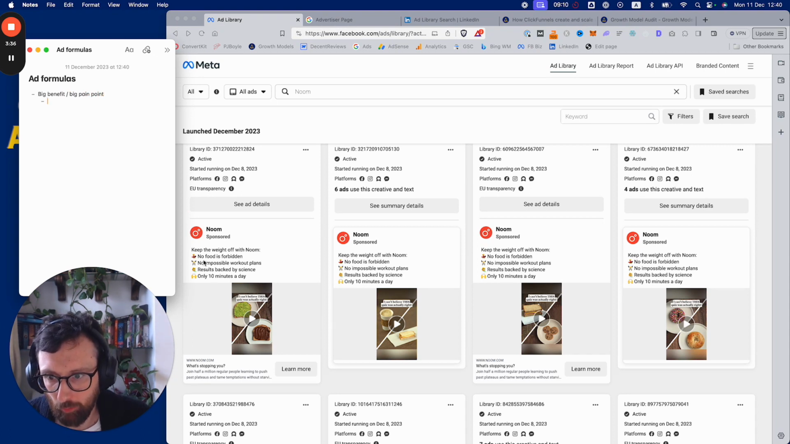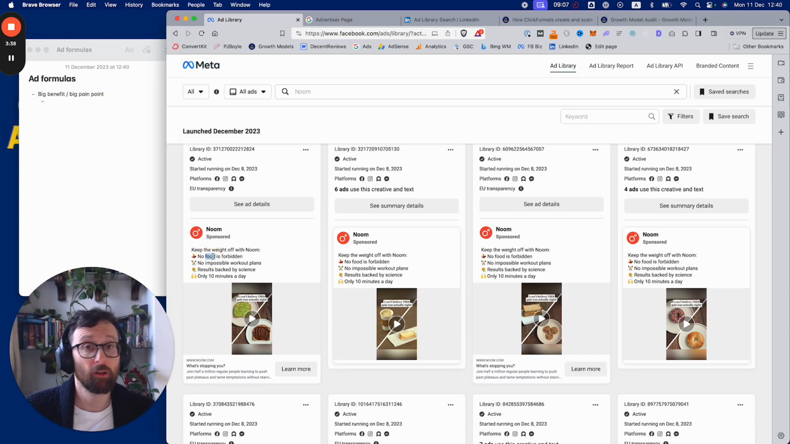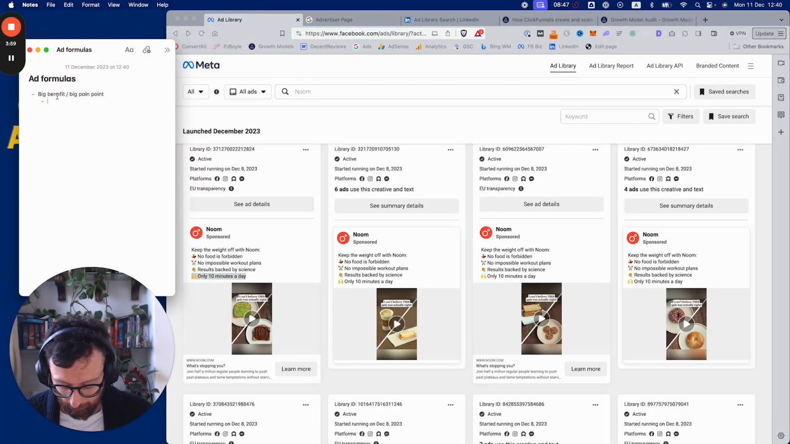After that, they're going through no food is forbidden. So again, audience research might tell you that people hate having to cut out their favorite foods from their diet. They hate having to do really hard workouts. That's not the way that this specific weight loss audience wants to lose weight. They're worried because there's a lot of charlatans and scammers out there. So this is backed by science. They're worried it's going to take them a lot of time, only 10 minutes a day. So what this is going to be like is a hesitation or friction remover.